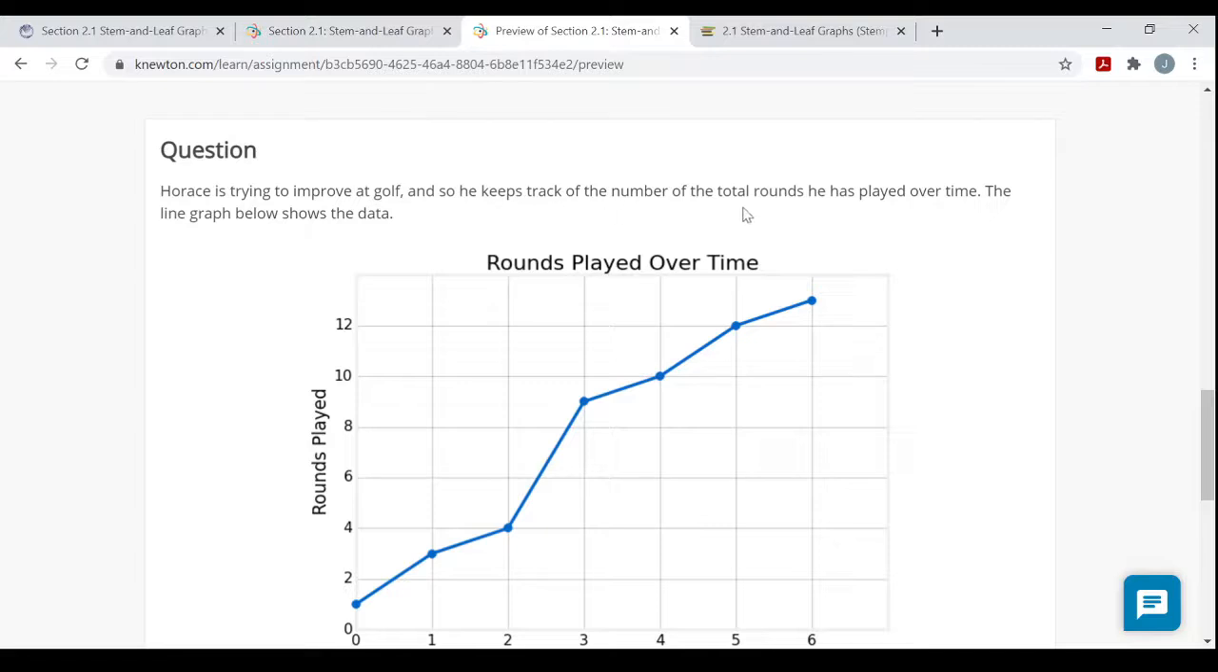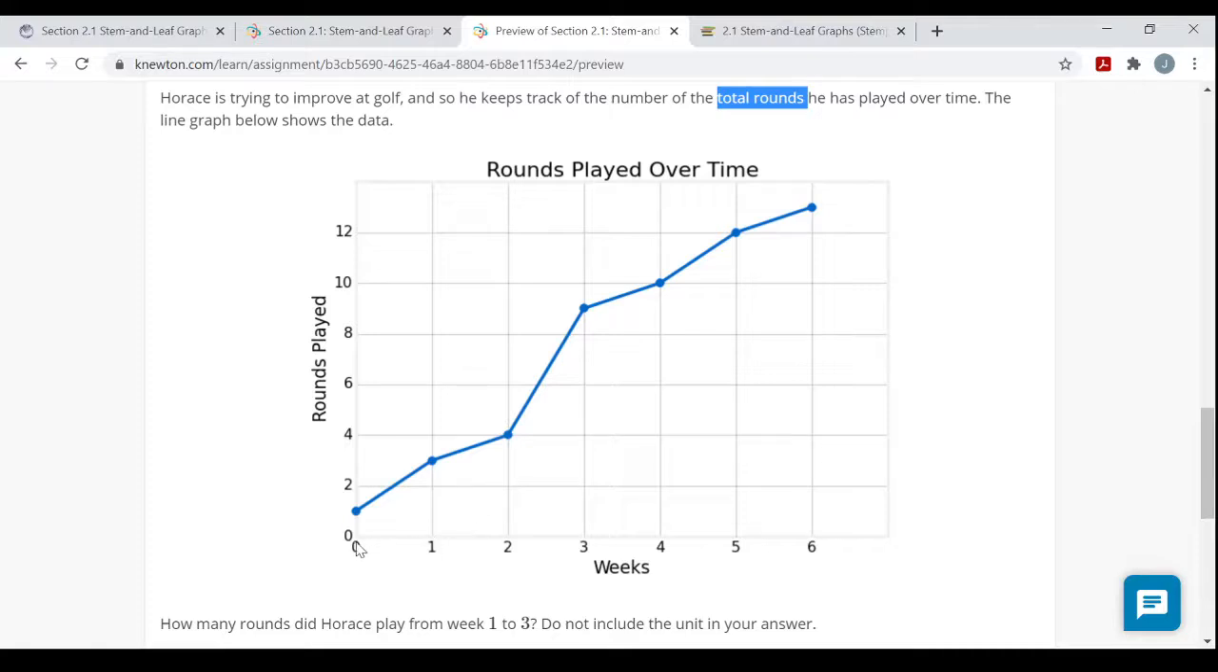Yeah, he keeps track of the number of total rounds. I misread that. I thought this was the number of rounds he played each week. But each of these is the total rounds he's played up to that point. So when he starts off, he plays a round. Then a week later, he's played 3 rounds total, from week 0 to 1, and then week 1 to 2 he played a total of 4 rounds. So he only played 1 round in that week to go from 3 to 4. That makes sense when reading the word total here.